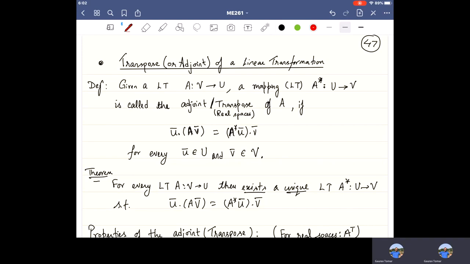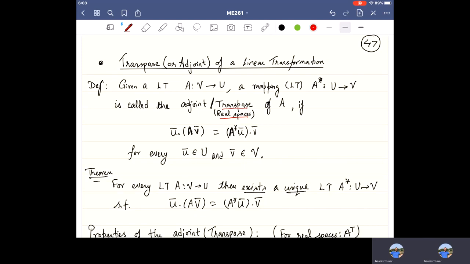One should not confuse it with the classical adjoint, which is the transpose of the matrix of cofactors. We'll get to that later. But this adjoint is not the classical adjoint. So this is adjoint or transpose. You can think of it like a transpose. For real vector spaces, which you have already seen previously, we call them transpose. It's the normal name that has been chosen.